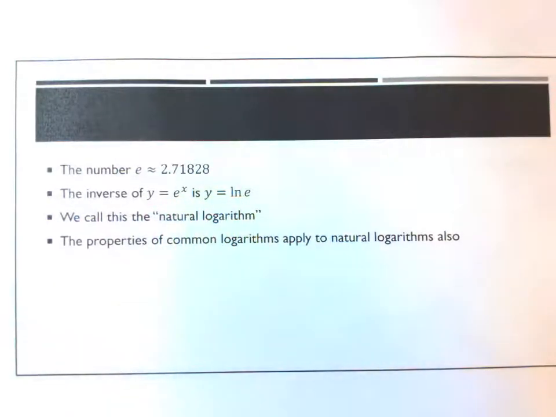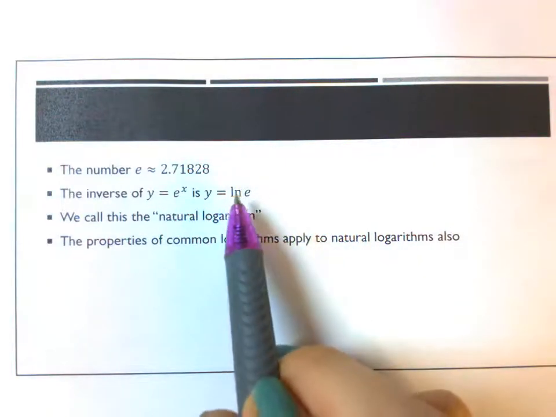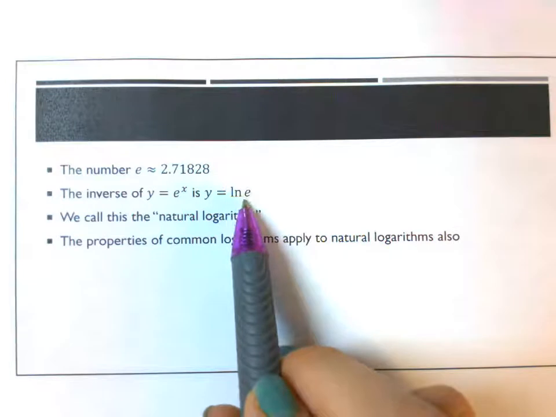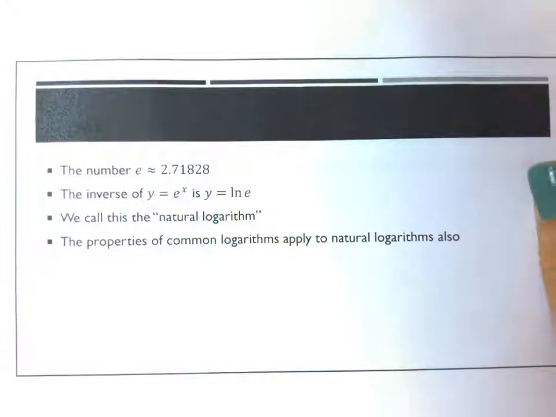That means that ln also has a base. Remember, the common logarithm has a base of 10, so the natural log has a base of e. And the same properties of common logarithms also apply to natural logarithms. So let's see how this could help us. First of all, applying properties.